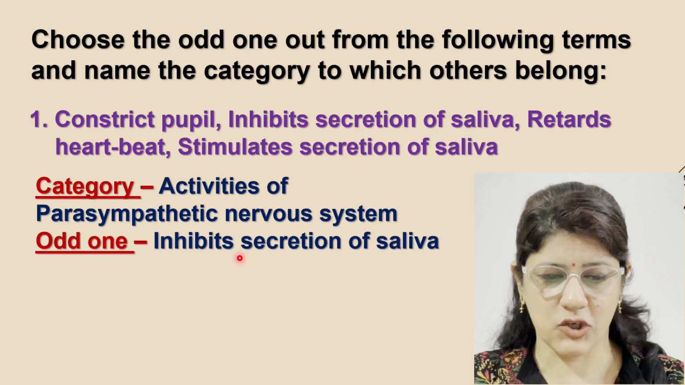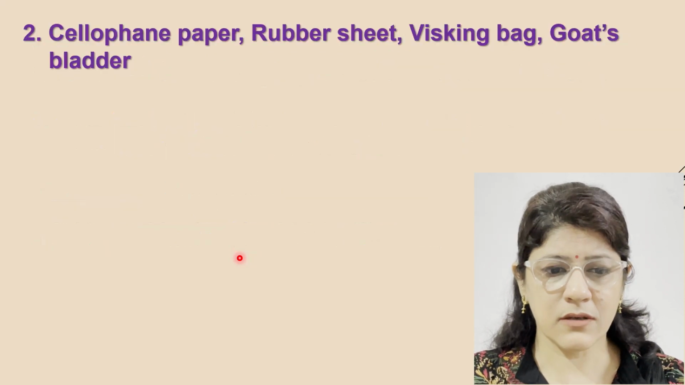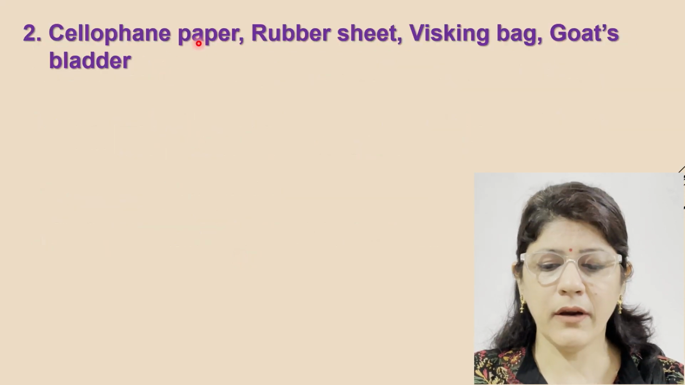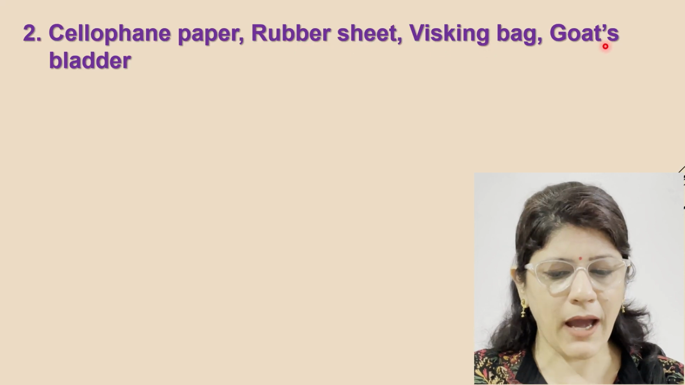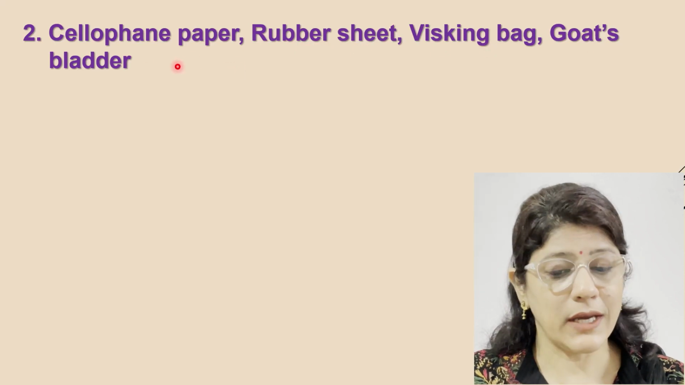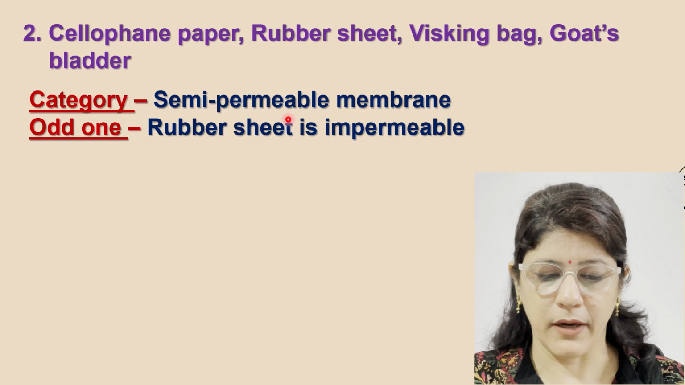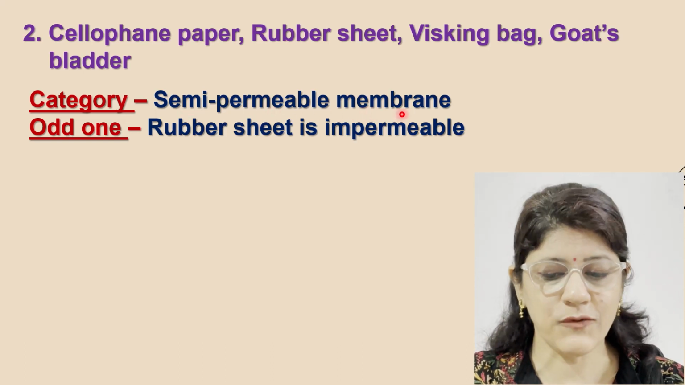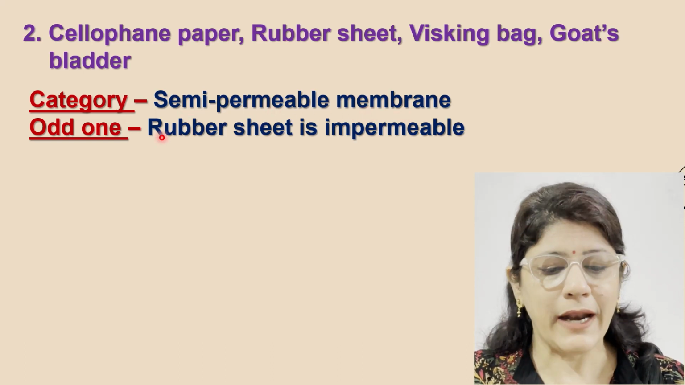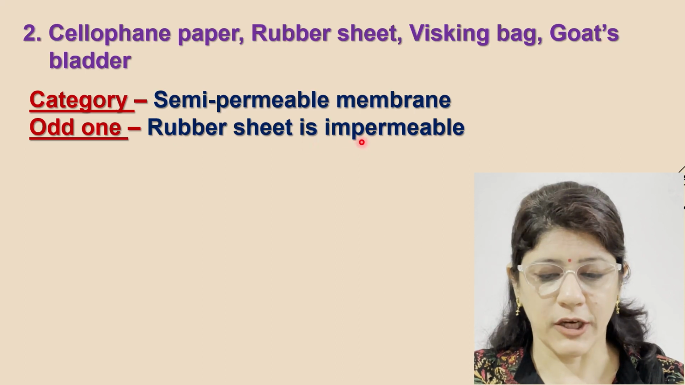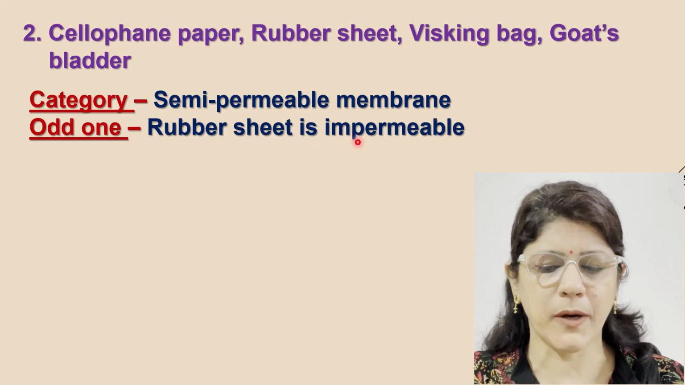Next is cellophane paper, rubber sheet, whisking bag, goat's bladder. So category is semi-permeable membrane. It means allow the passage of selective molecules only. And the odd one is rubber sheet because rubber sheet is impermeable.